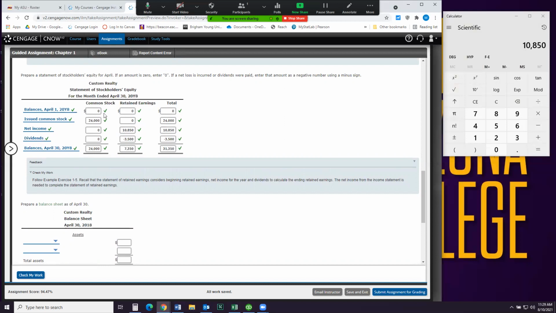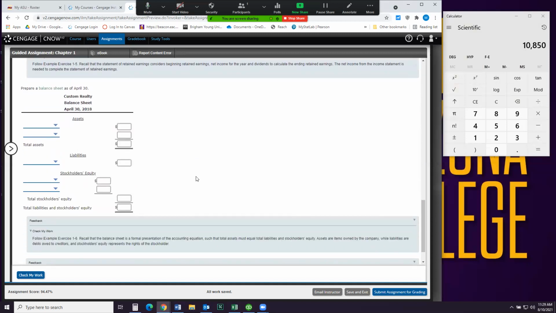We can see at the beginning of the period, we had zero. At the end of the period, we had 24,000 in common stock, 7,350 in retained earnings for a total of $31,350. So the last thing we want to do is create a balance sheet. And the balance sheet is going to summarize our assets, our liabilities, and our stockholders' equity.